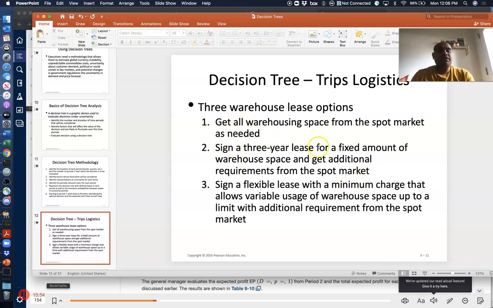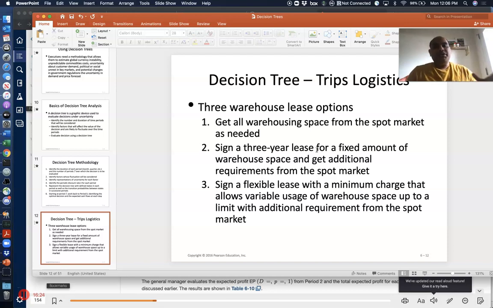The second is you sign a 3-year fixed lease. So you sign a 3-year lease for a fixed amount of warehouse space and get any additional requirements from the spot market. Again, we are looking at cases where demand is a variable. So if demand is variable and you start by saying, okay, I start off with a demand of 100,000 units, which means that I need 100,000 square feet of warehouse space. That's how much I need to rent.